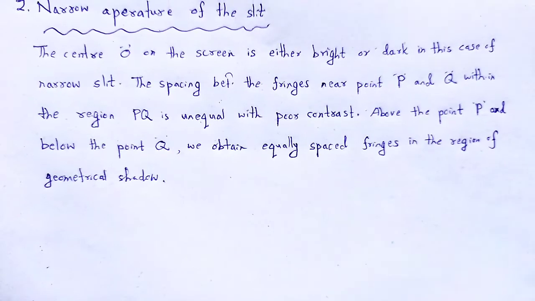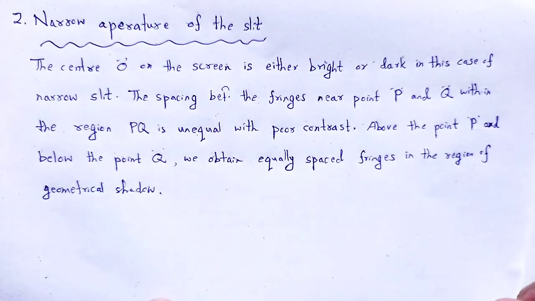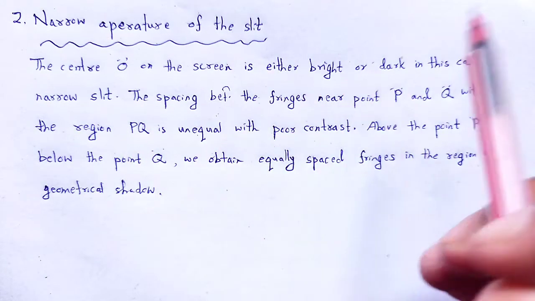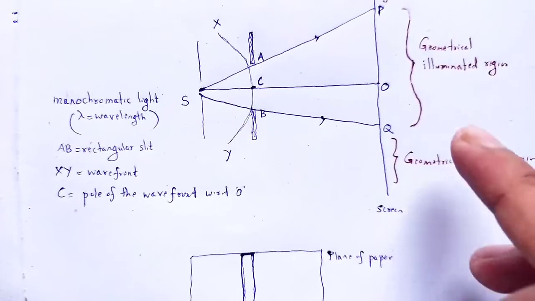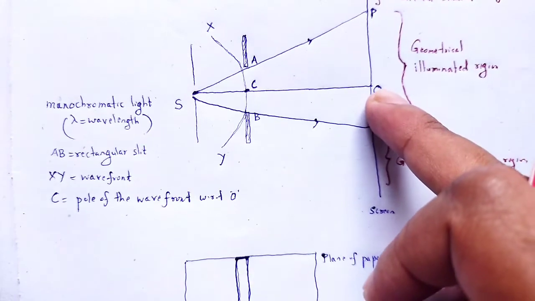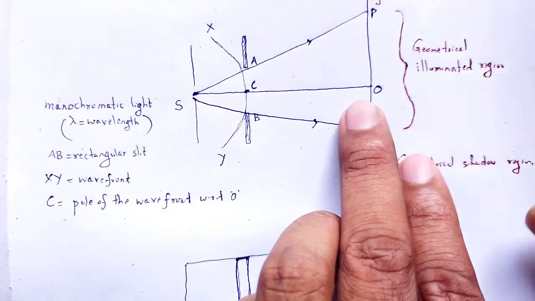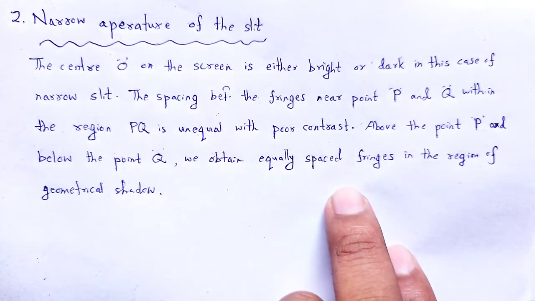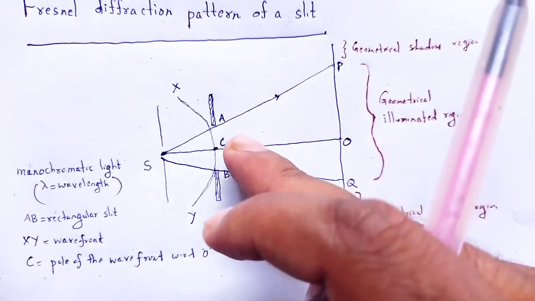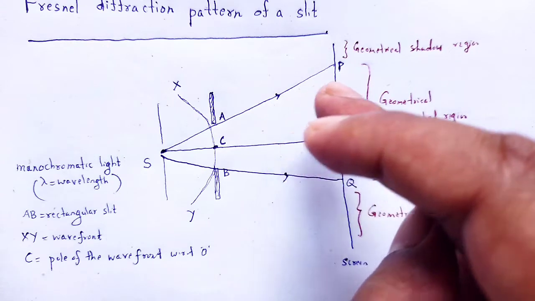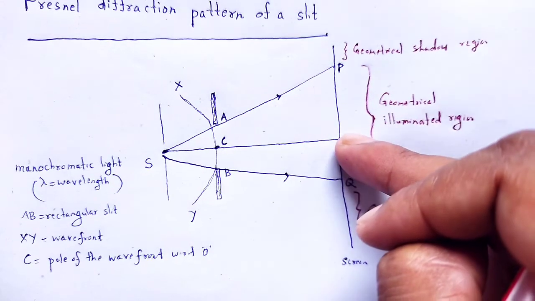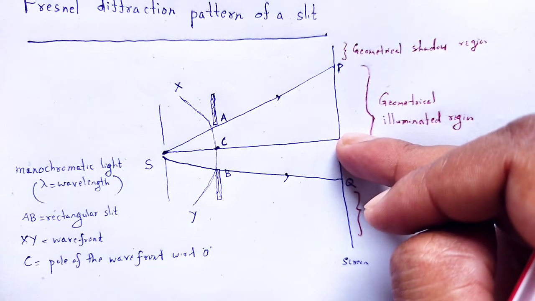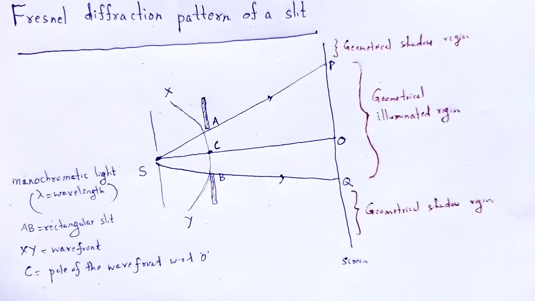Second one, if that rectangular slit has narrow aperture, then what be the diffraction pattern? The center O on the screen is either bright or dark, that can be decided by the number of half period zones passed at point O. Accordingly, either we obtain a maxima or minima at point O can be explained.